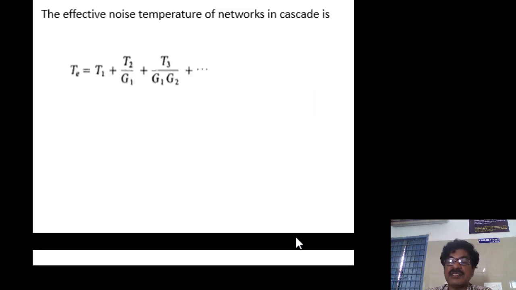Whereas for a multi-stage network, or the network consisting of n stages, the noise temperature we can express as T equals T1 plus T2 by G1 plus T3 by G1 G2 plus T4 divided by G1 G2 G3, like that. So these are the expressions for noise figure and effective noise temperature for the n-stage multi-stage or cascading networks.